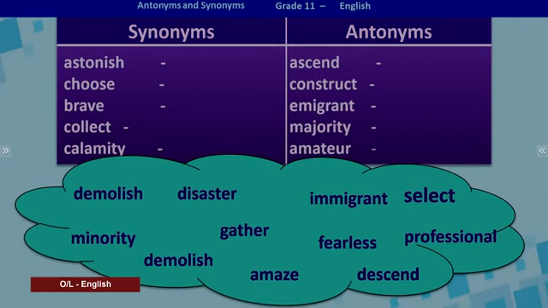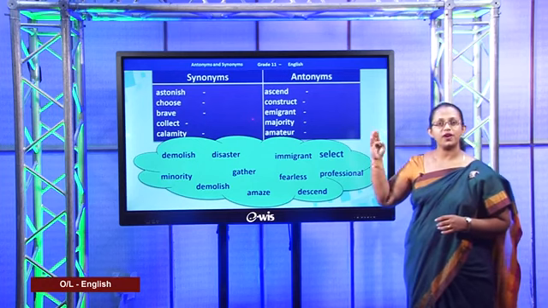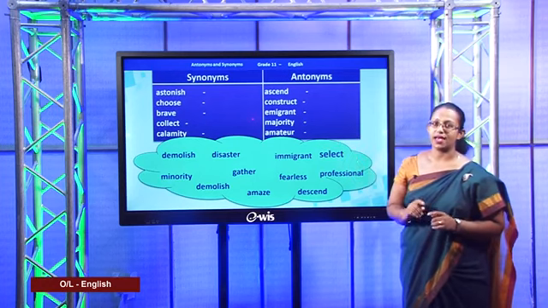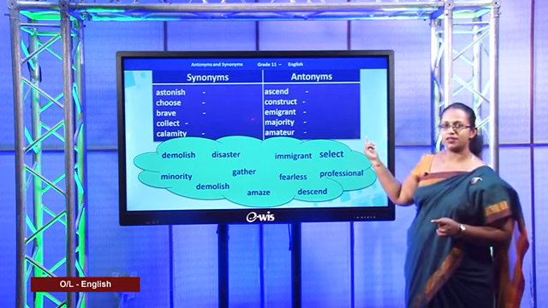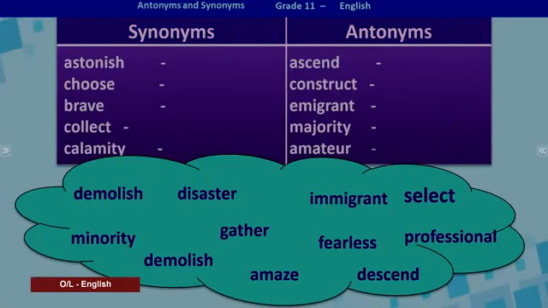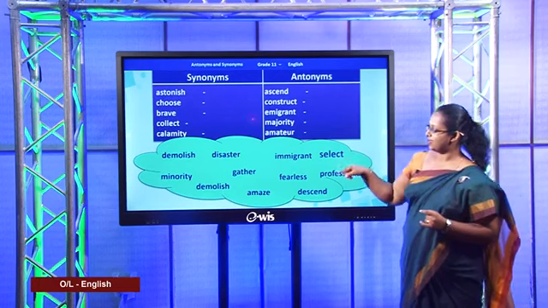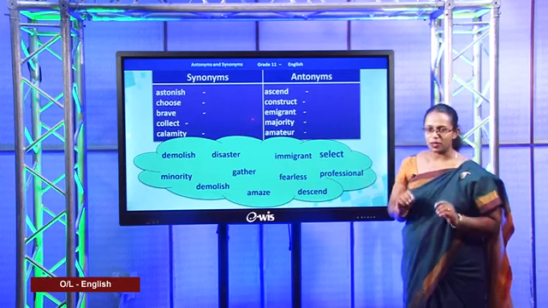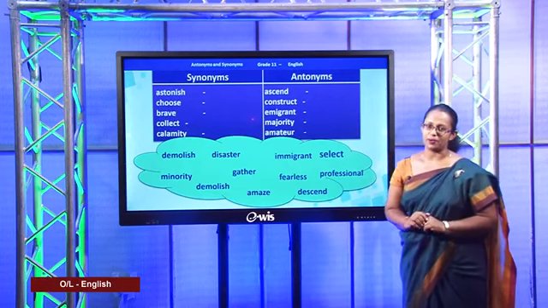First, let's read the words. Astonish, choose, brave, collect, calamity. You have to find synonyms for these 5 words. And if we move on to this next part, you have to find antonyms for these 5 words. Now we are going to read these words. Ascend, construct, immigrant, majority, amateur. You have to find antonyms for these words. Okay. You are given the words and take your time to complete the task now.